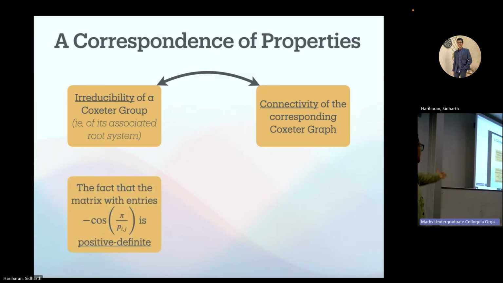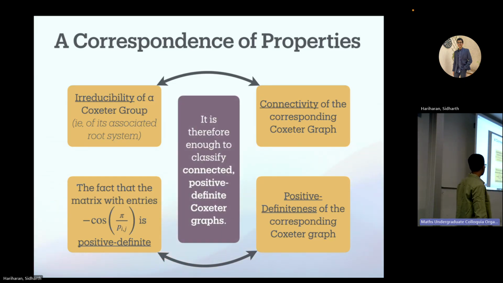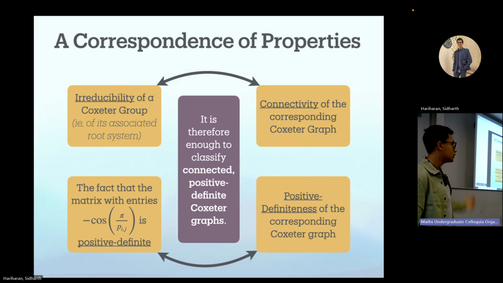Similarly, we saw that this matrix is always positive definite, and that means that the Coxeter graph of a Coxeter group is always positive definite. So therefore, it suffices to classify connected positive definite Coxeter graphs. And if you can classify these graphs, then you have a classification of irreducible root systems. And when you have a classification of irreducible root systems, you have a classification of irreducible Coxeter groups, and therefore of Coxeter groups in general. Okay, so I hope the train of thought here is clear.